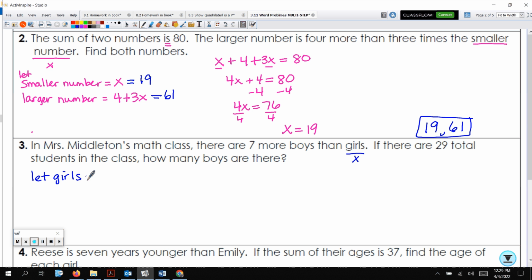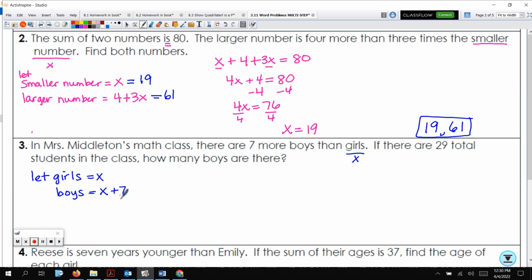And then we're going to reread that sentence to find out our equation for boys. It says in Mrs. Middleton's math class, there are 7 more boys than girls. So boys are going to be x plus 7. There's 7 more. You could say 7 plus x, that's totally fine. All right, and then the second sentence says, there is a total of 29 students in the class.